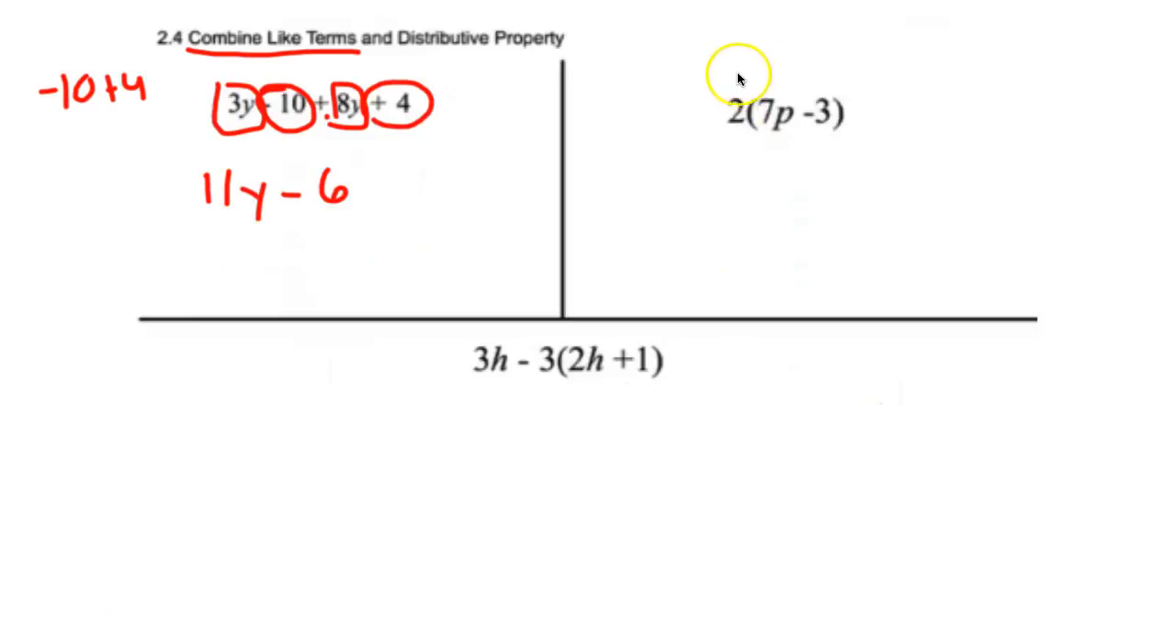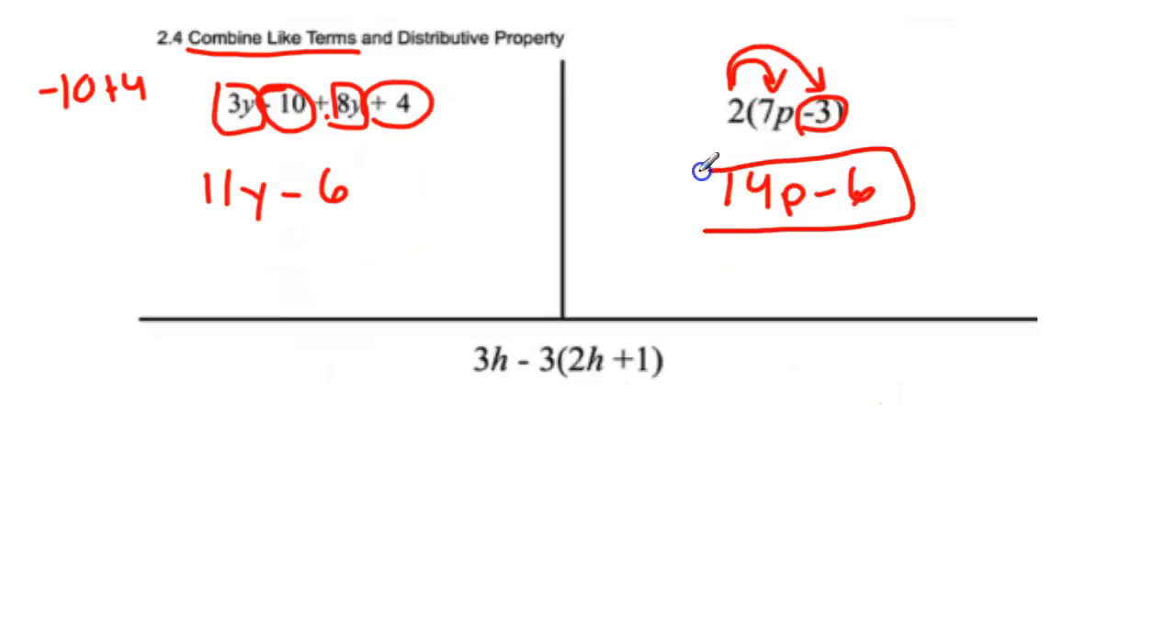Right. Over here, the distributive property says you take the number on the outside and you distribute. You multiply it by both of the terms on the inside. So 2 times 7p, right? When you multiply, you do 2 times 7, that's 14, and you keep the variable. 2 times -3, you got to remember this is negative. So 2 times -3 will be -6. So this answer is 14p minus 6.